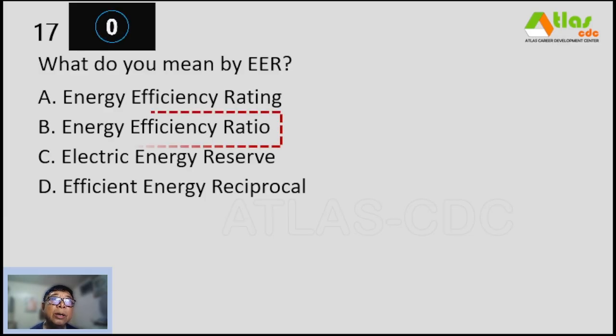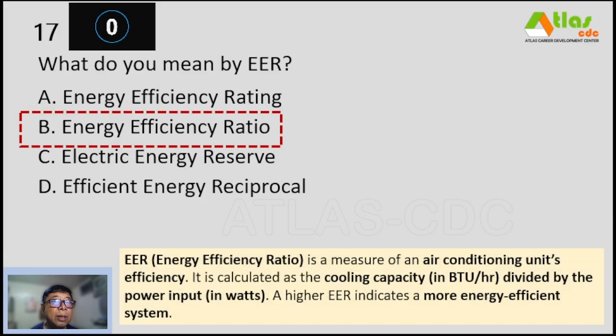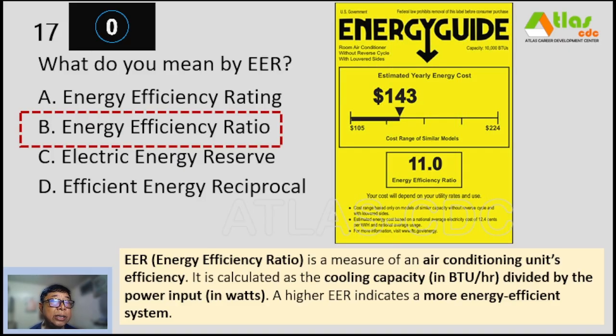And our correct answer is letter B, energy efficiency ratio. So EER, energy efficiency ratio, is a measure of an air conditioning unit's efficiency. It is calculated as the cooling capacity in BTU per hour divided by the power input in watts. A higher EER indicates a more energy efficient system. So, ito yung lumalabas sa mga energy guide, yung energy efficiency ratio. So, the higher is more energy efficient.